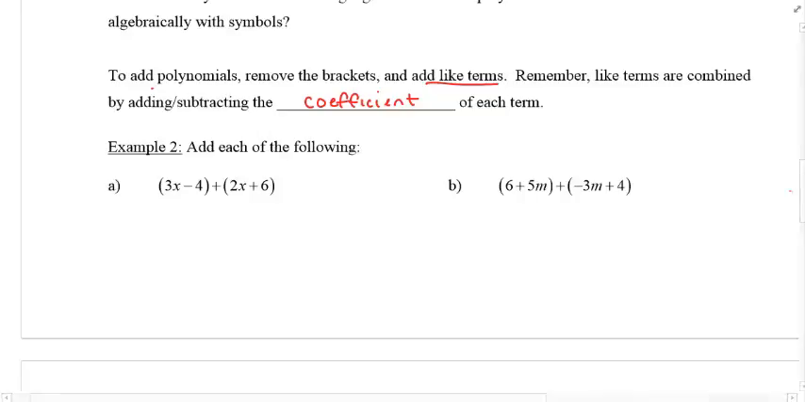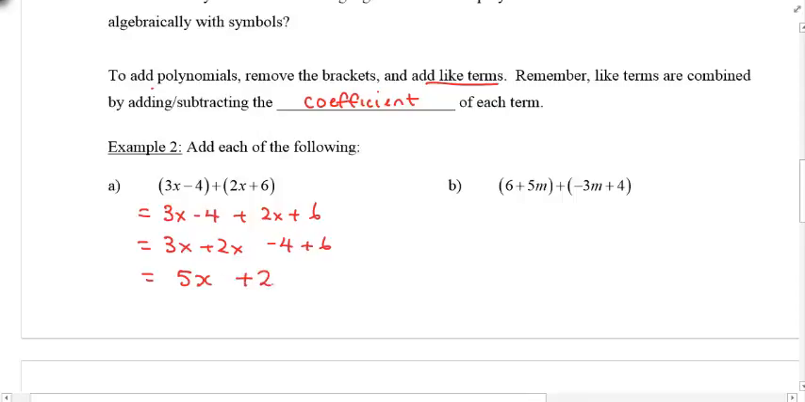Okay? So the first thing is to remove all the brackets. So 3x minus 4 plus 2x plus 6. Next step is to combine the terms that are like together. So 3x and 2x are together. Negative 4 and 6 are together. 3x plus 2x is 5x. Negative 4 plus 6 is just positive 2. That's it. And this is our answer. Okay? I'll do B with you. And now I'll let you try C and D on the back page.